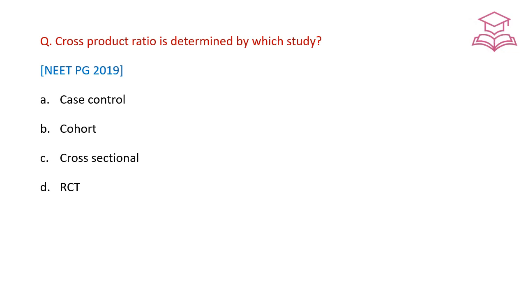Cross product ratio is determined by which study? We have already seen that it is case control study. Cross product ratio is the other name for odds ratio.